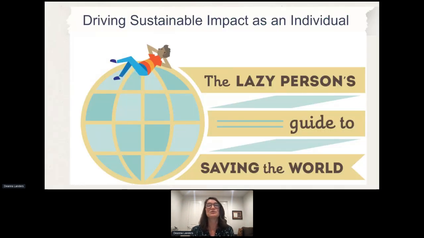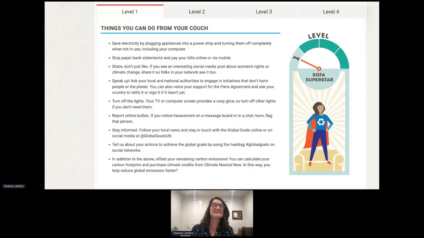And we're individuals as well, so we can drive impact as individuals. This graphic is actually from the United Nations Sustainable Development Goals site. And I'm not going to share the whole site. There are so many resources available to us, and as I said, we have links to those at the end. But this is the Lazy Person's Guide to Saving the World, and it consists of these 3 levels.